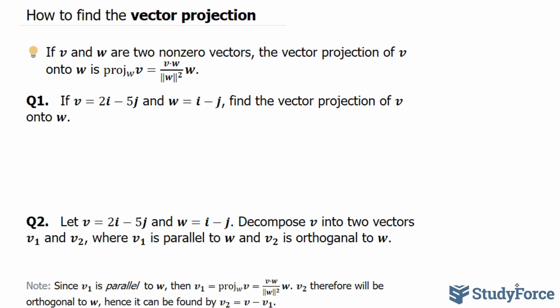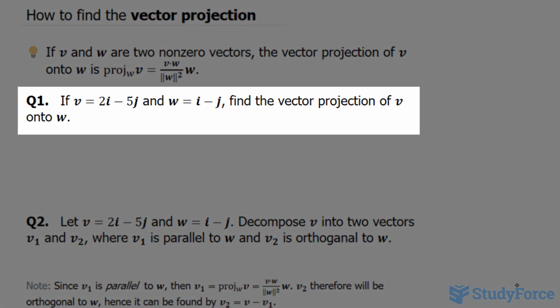In this short demonstration, I'll show you how to find the vector projection. Let's say that you have two vectors, v and w, and they're both non-zero vectors. To find the vector projection of v onto w, for example, it's mathematically represented like this, where you take the dot product of v and w, divide it by the magnitude of w raised to the power of 2, and then you multiply that by a factor of w, which is the vector itself.